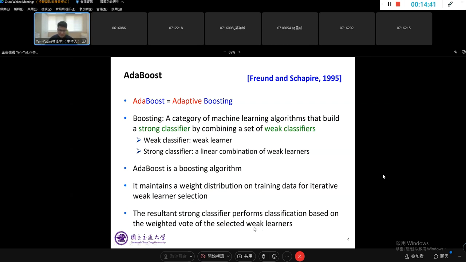As you can see, the decision rule is simple. The strong classifier itself doesn't work. We will use the selected weak learners or weak classifiers to perform classification. Since each weak learner has its own prediction, we can compute the weighted mode of the prediction results of the selected weak learners. This is how to make the decision.